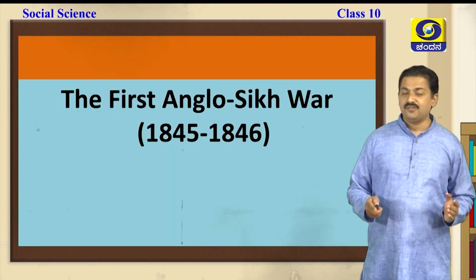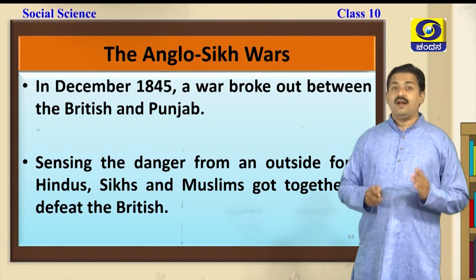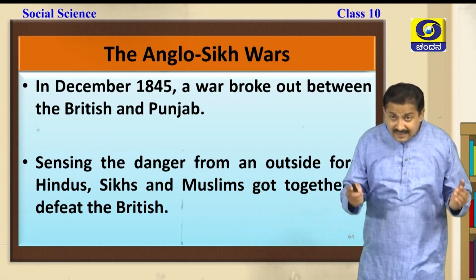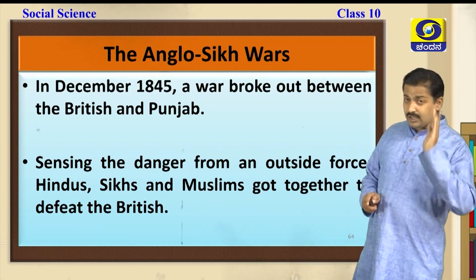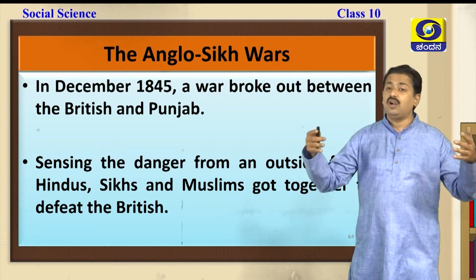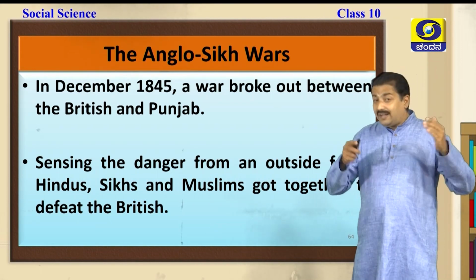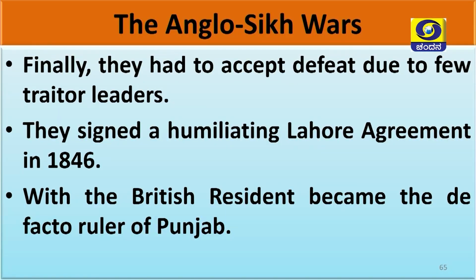Dear students, let us know the First Anglo-Sikh War. In the year 1845 December, a war broke out between the British forces and Punjab. Sensing the danger from an outside force, the people of Punjab, particularly Hindus, Sikhs and Muslims, got together and tried to defeat the British. They tried to fight out the British in the First Anglo-Sikh War, but they were not as powerful as the British army. They were not well equipped and not well organized. Therefore, they were all defeated.